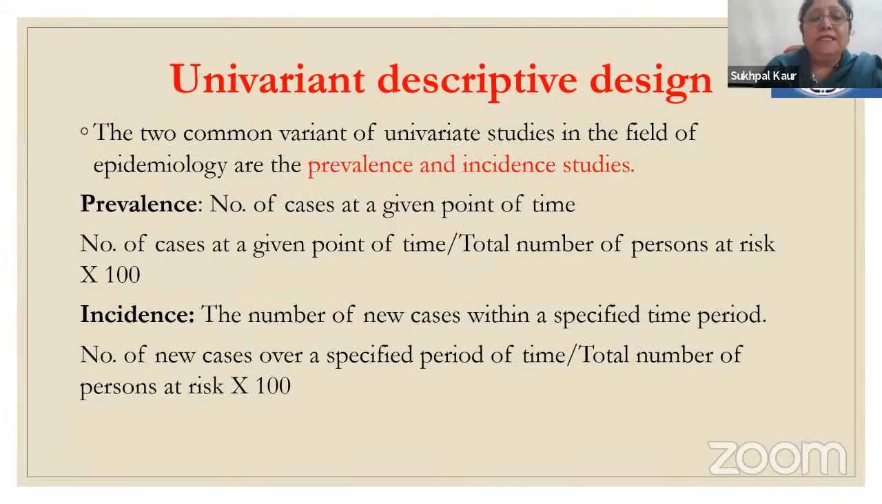Similarly, we calculate the incidence wherein the number of new cases within a specified time period are to be known. And the formula to calculate the incidence is the number of new cases over a specified period of time divided by total number of persons at risk multiplied by 100. So these types of studies are to be categorized under the univariate descriptive designs if we talk from the field of epidemiology.